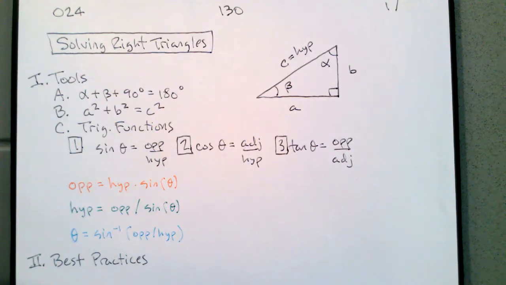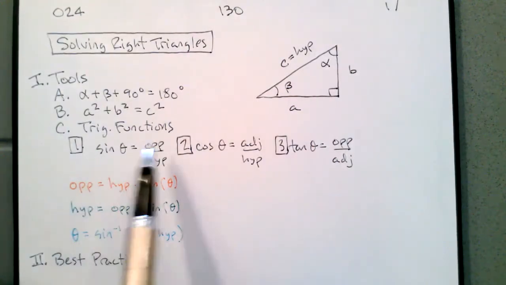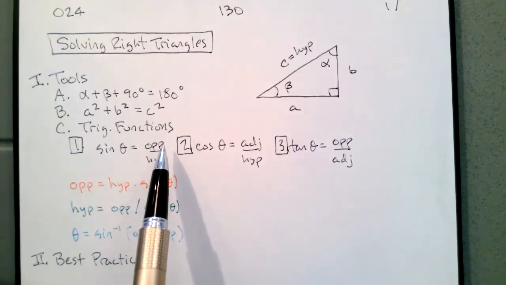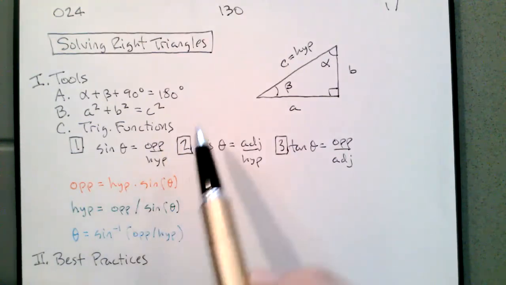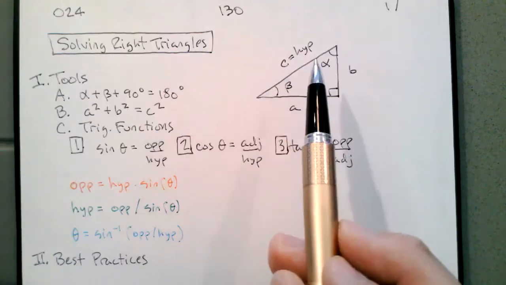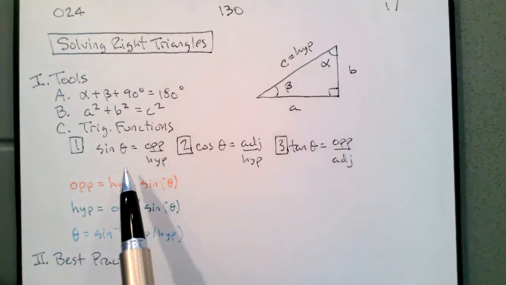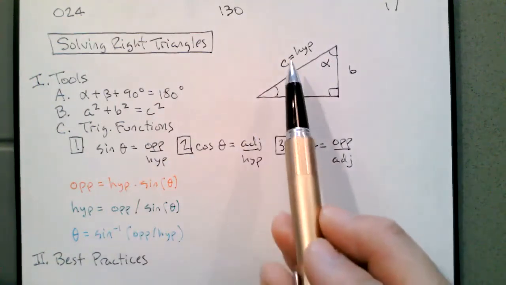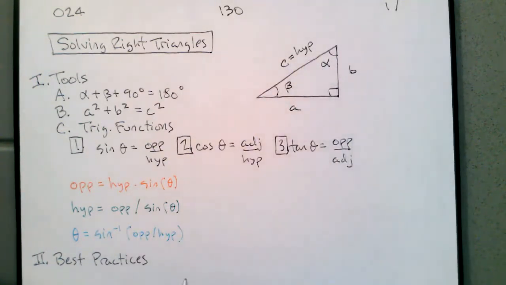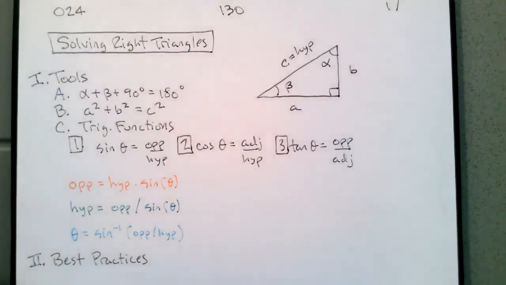And we want to talk about the best practices and how to proceed when we're solving right triangles. The main thing that we want to remember is that the trig functions are there to connect angles and sides. The Pythagorean theorem is all about the sides. The sum of the angles being 180 degrees is all about the angles. The trig functions connect angles and sides. So that's why we need the trig function. It bridges the angle parts and the side parts.